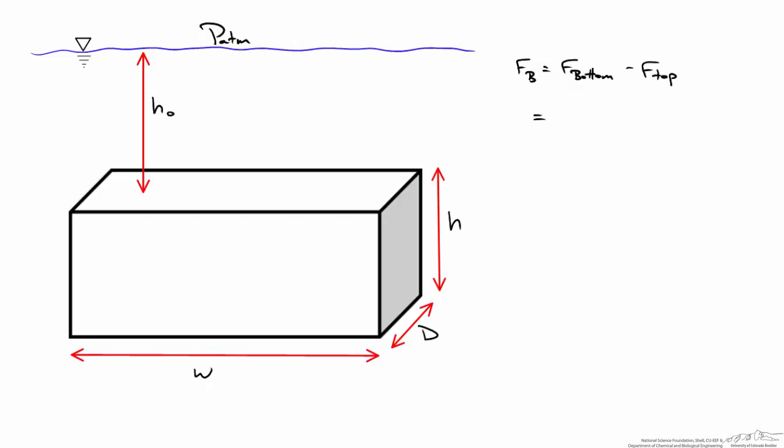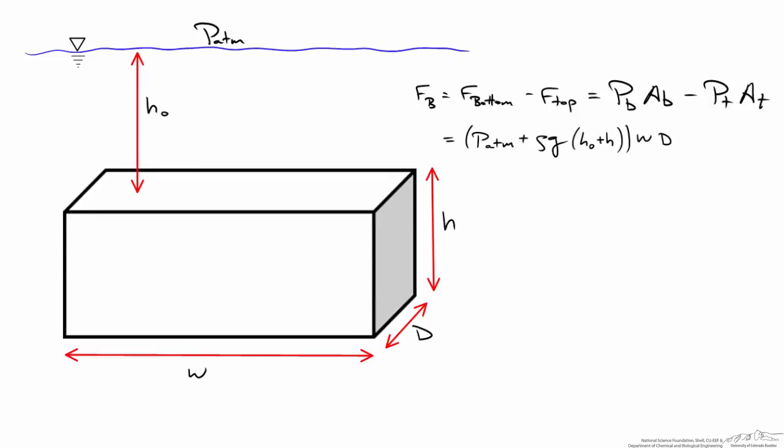I can write the pressure force as equal to PB, the pressure at the bottom of the box, times the area at the bottom of the box, minus the pressure at the top of the box times the area at the top of the box. The pressure acting upward at the bottom of the box is simply the fluid static pressure, which is atmospheric pressure plus rho g, the density of water times gravity, times the distance between the water surface and the bottom of the box, which is h0 plus h.